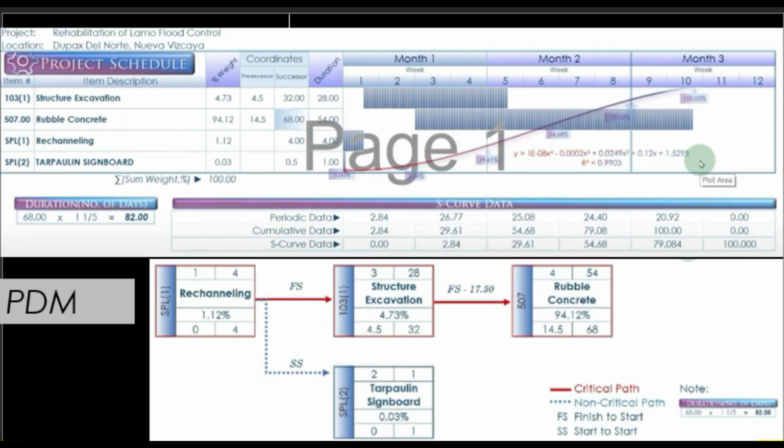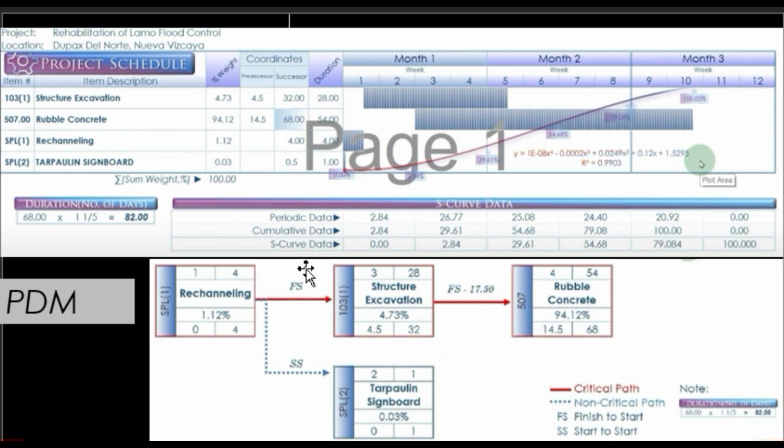Here's an example of PDM. Let's say for a flood control rehab project, we have 4 activities. Our first activities are rechanneling with percent weight of 1.12%, simultaneous with installation of tarpaulin signboard, which is 0.03%. SS means start to start. The activity can start together with another activity.